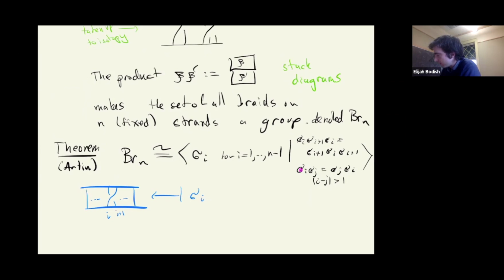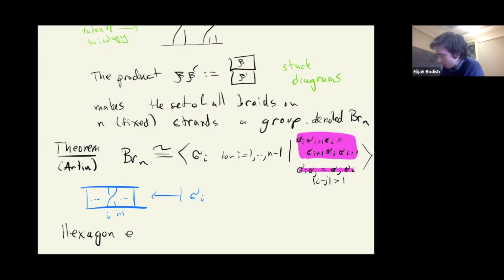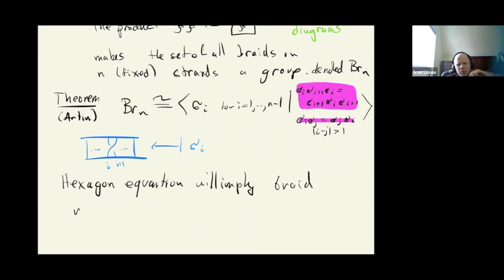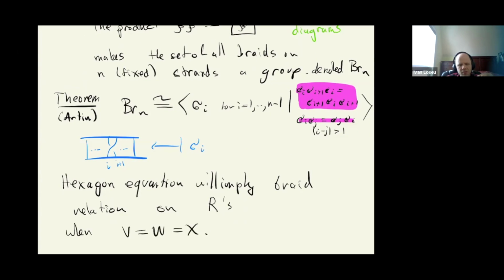The important thing for us is these two relations. The first braid relation we'll see follows from the hexagon identity. So the hexagon equation will imply the braid relation. Maybe you want to say that all your three spaces are the same. On the R's, yes, on R, when V equals W equals X.